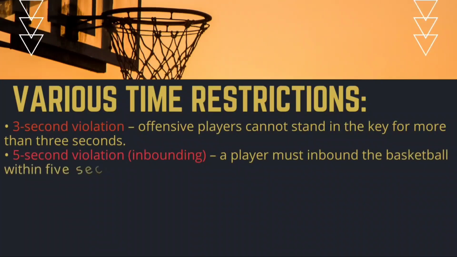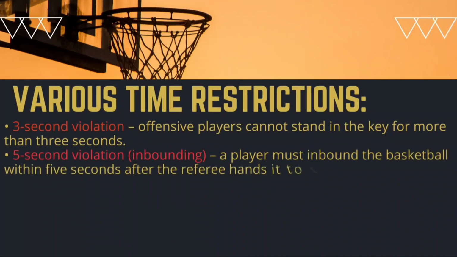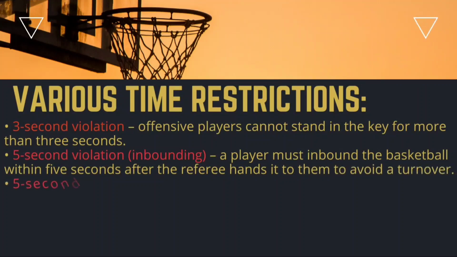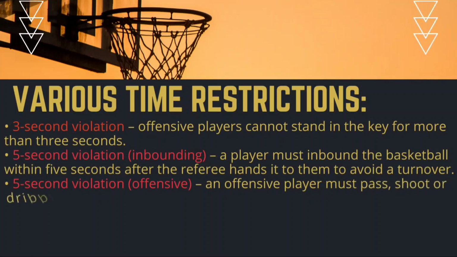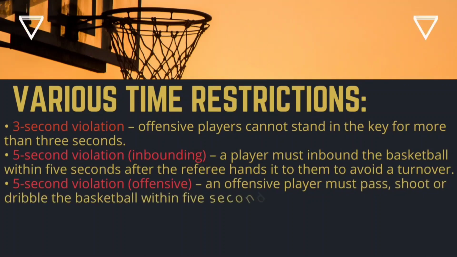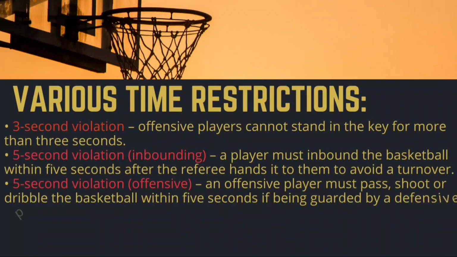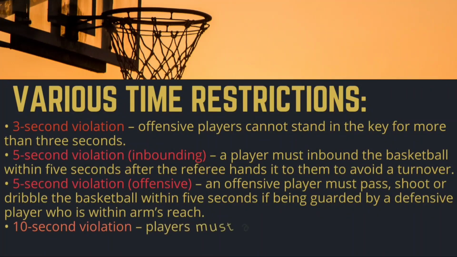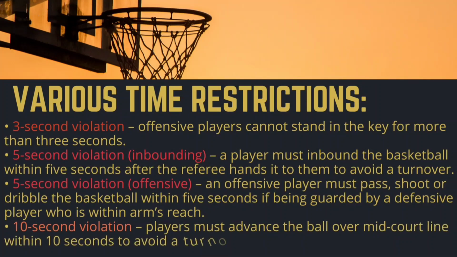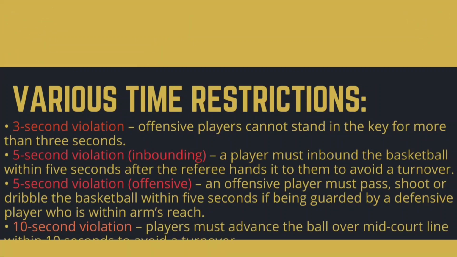Second, 5-second violations inbounding. A player must inbound the basketball within 5 seconds after the referee hands it to them to avoid turnover. 5-second violation offensive. An offensive player must pass, shoot, or dribble the basketball within 5 seconds if being guarded by a defensive player who is within arm's reach. 10-second violation. Players must advance the ball over the midcourt line.